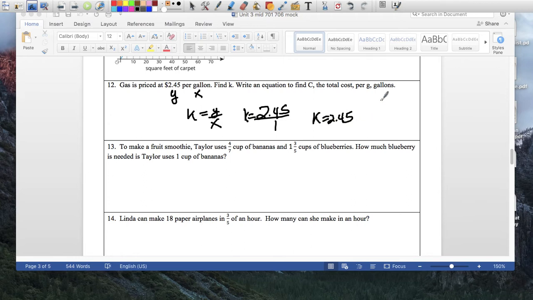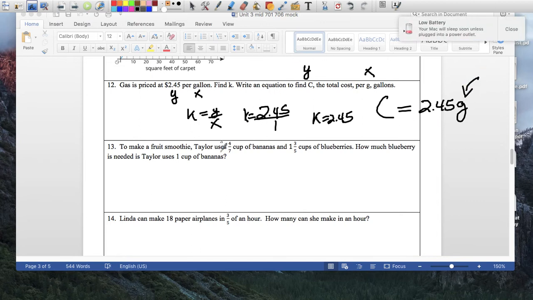So for our equation, instead of y and x here, they're asking us to use C and G. So C is going to represent the total, which is the same thing as y, and gallons is going to be our x. So the total would be C equals 2.45 times G, the number of gallons. Every gallon is $2.45. If I bought 1 gallon, it'd be $2.45. If I bought 2 gallons, it'd be $2.45 times 2, and so forth. So I would replace this variable with the number of gallons that I buy.